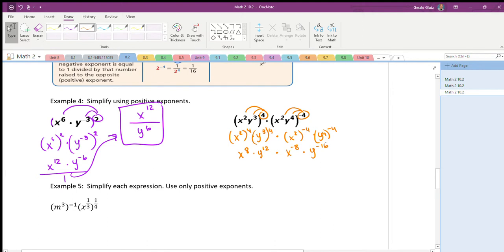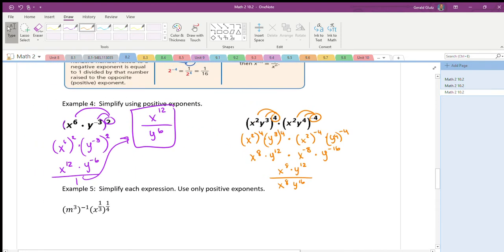So anything that is negative, we need to move. Since there's nothing on the bottom, these are just going to get moved to the bottom. So x to the 8th times y to the 12th will stay on top. X to the 8th times y to the 16th will go to the bottom.